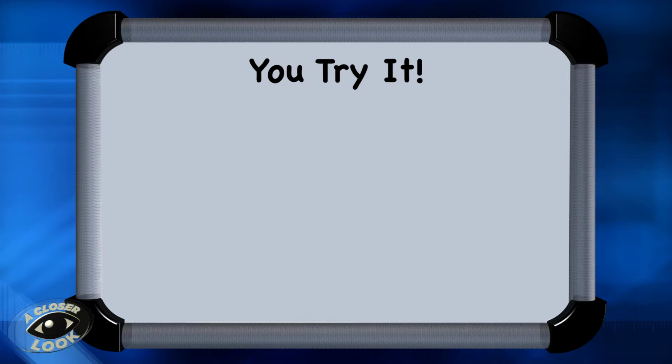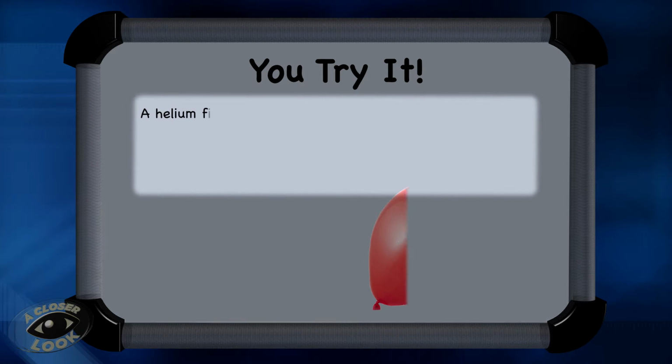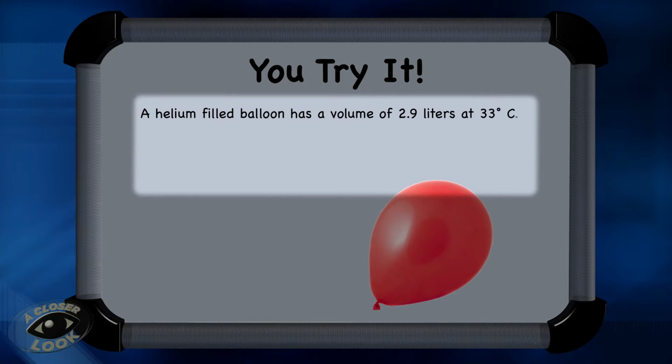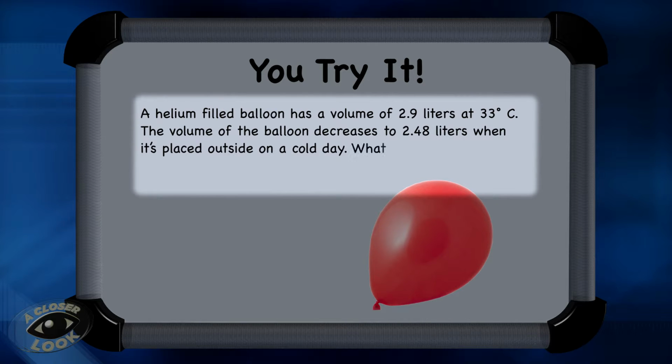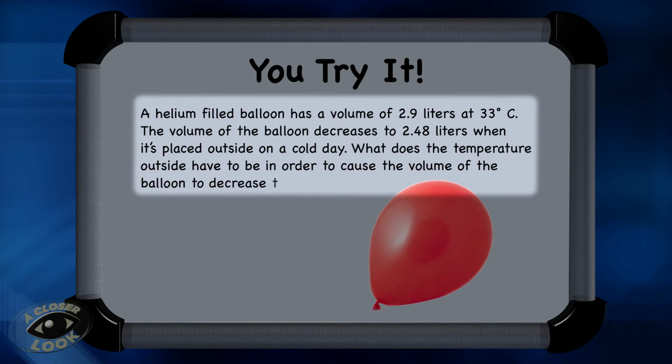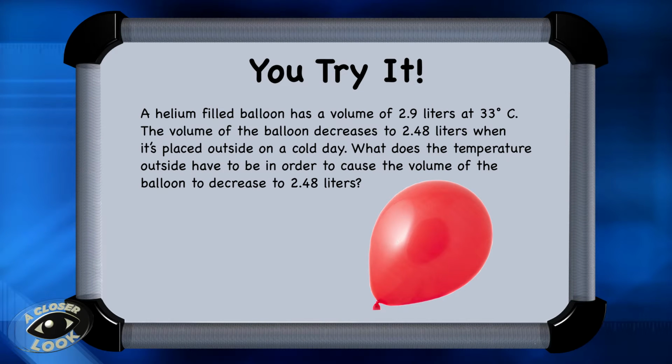Here's a problem for you to try. A helium-filled balloon has a volume of 2.9 liters at 33 degrees Celsius. The volume of the balloon decreases to 2.48 liters when it's placed outside on a cold day. What does the temperature outside have to be in order to cause the volume of the balloon to decrease to 2.48 liters? Make sure you report that temperature in Kelvin. Pause the video while you work this out, and when you're ready, press play and check your work.